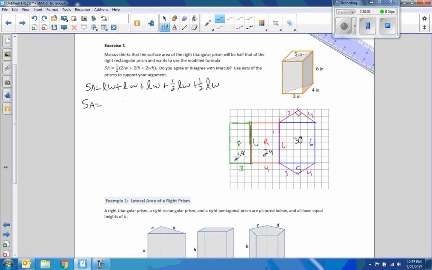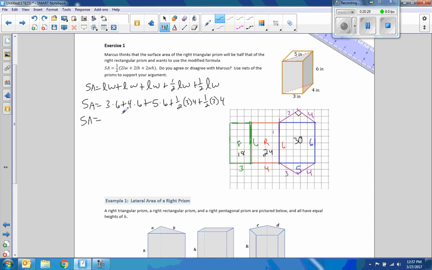So the surface area is length 3 by 6 plus 4 times 6, 3 times 6 plus 4 times 6 plus 5 times 6 plus 1/2 3 times 4 plus 1/2 3 times 4.